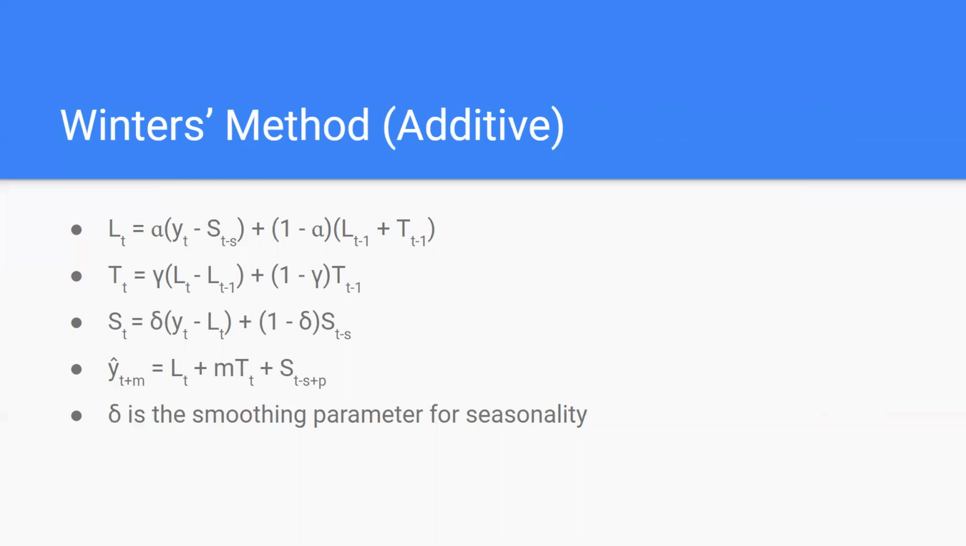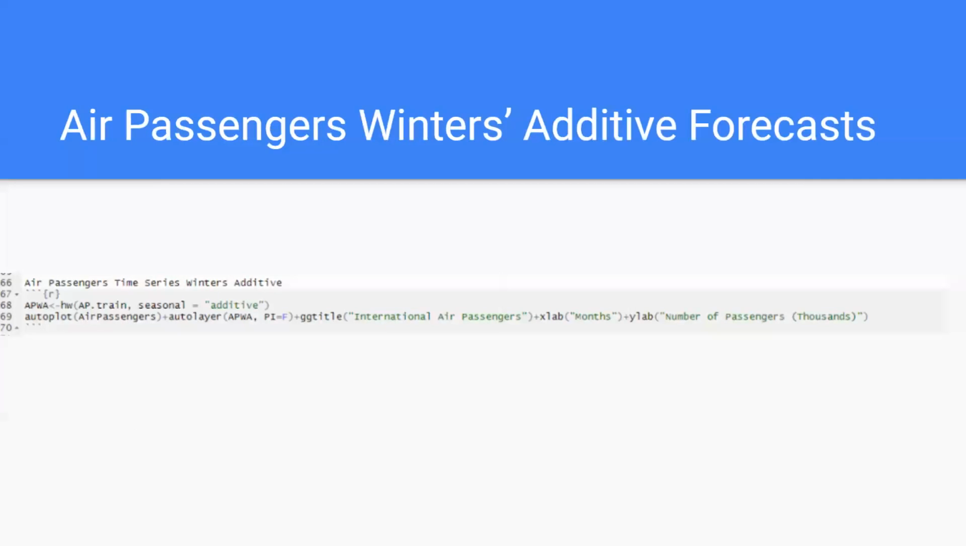Finally, the last equation computes a forecast for m periods into the future by combining the level at time t plus m times the trend component's value at time t plus the seasonal component, where p equals 1, 2, all the way up to s. As mentioned previously, delta is the smoothing parameter for seasonality. Turning back to the air passengers example, an additive Winter's forecast is computed by using the HW command and specifying that the parameter seasonal equals additive.